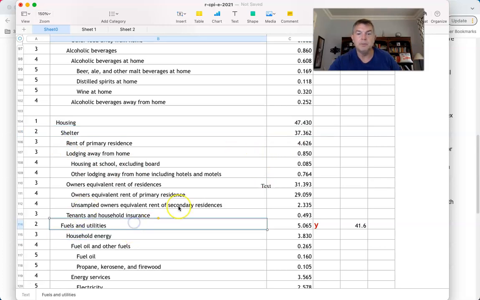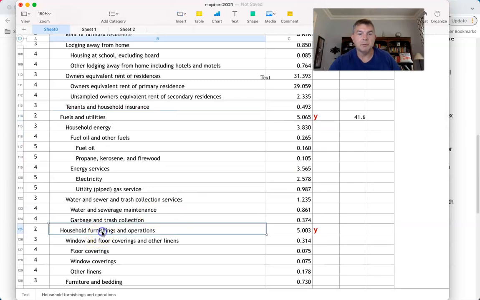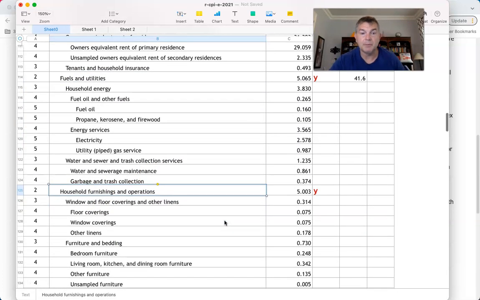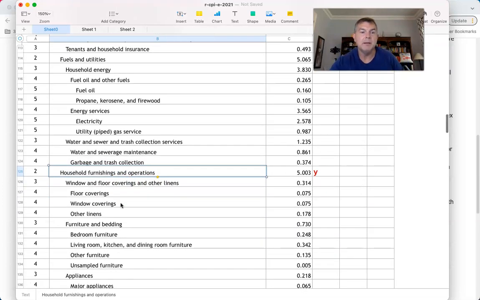Now, of that, so number 2, we don't use that number 2, but we do use fuels and utilities number 2, 5%. We use household furnishings and operations, another 5%. Now, you're really going to have windows and floor coverings and other linens? Maybe not, but I think it's legit to think you might. You can decide that for yourself.